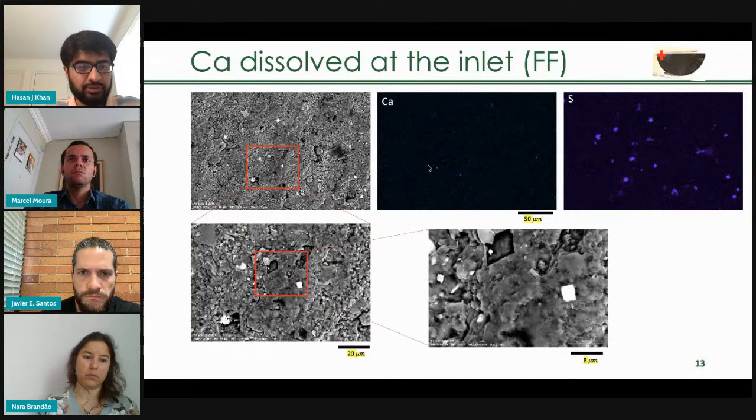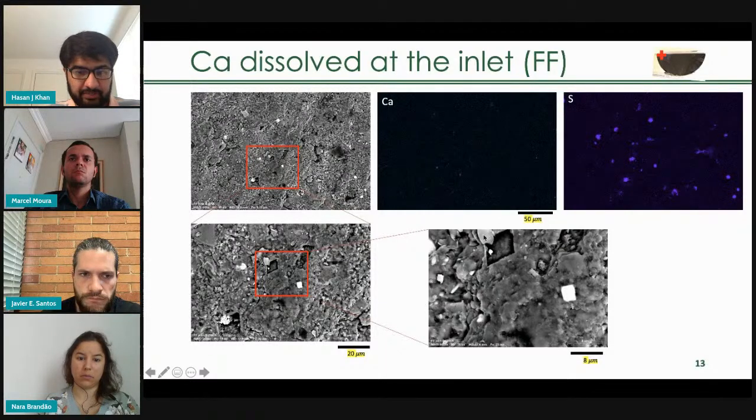And if we look closely at the backscatter images, zooming in on this part, we can see, for example, here that a dolomite rhomb used to exist, which has been completely dissolved out during the acid flood.